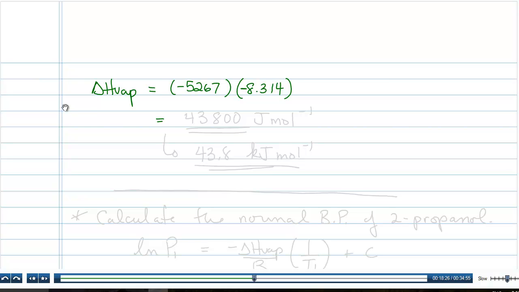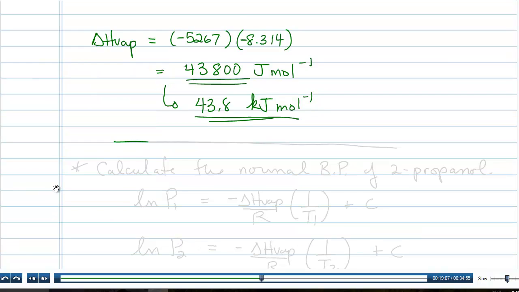Okay? If you look back at the Clausius Clapeyron equation, your slope is negative delta H over R. Therefore, delta H is the slope times negative R. This way our answer will become positive. So times negative 8.314, and we get an answer of 43,000, and I'm going to round this off, 800 joules per mole, which, if we want, we could express as 43.8 kilojoules per mole. Okay? There's our value for delta H vaporization.